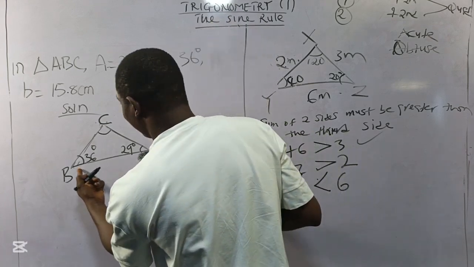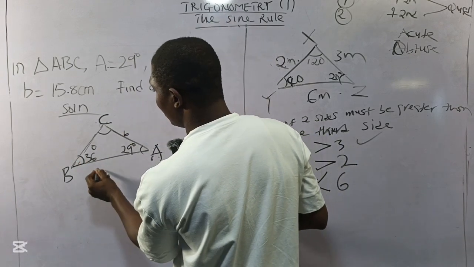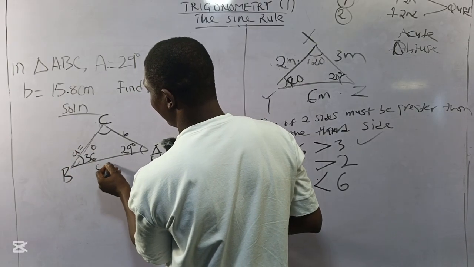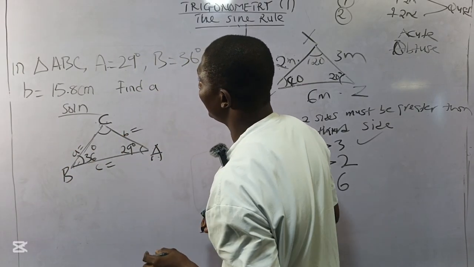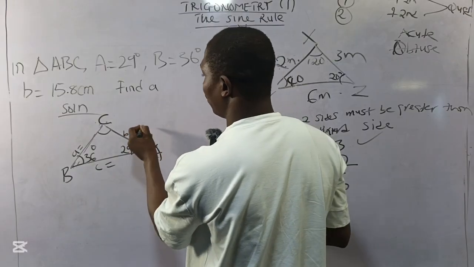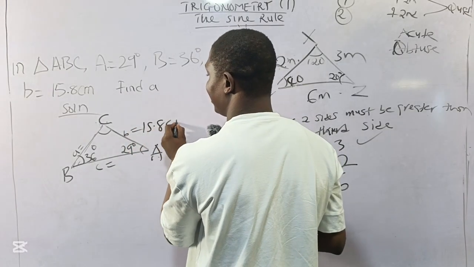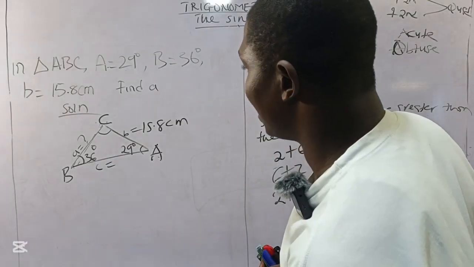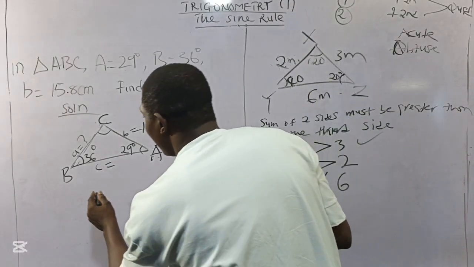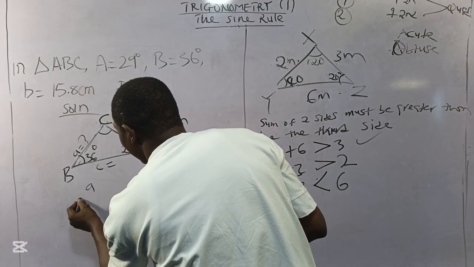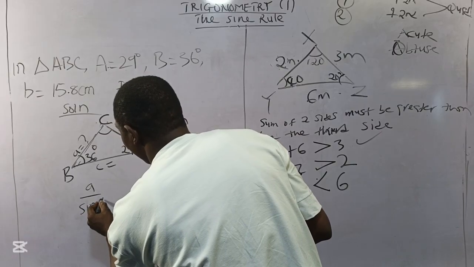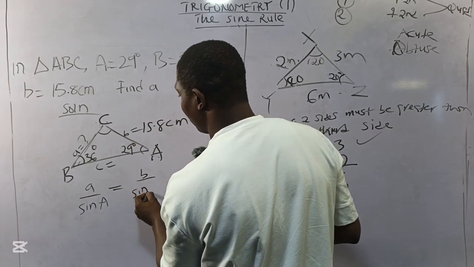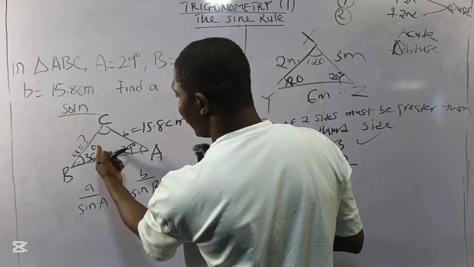And we know that if this is B, this will be our small b, this will be our small c, and this will be my small a. And they have their values. Now my B was given as 15.8 centimeter, and I'm looking for a. So I've defined everything I ought to define. So I simply have my sine rule, which is a over sine capital A equals b over sine capital B.